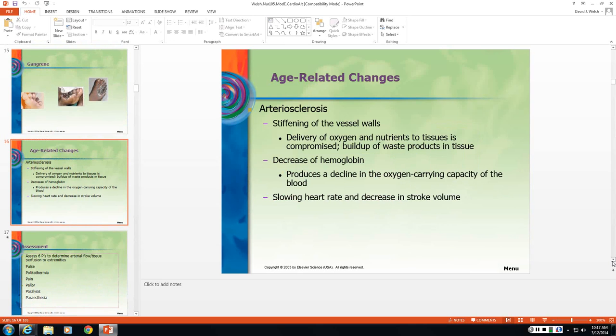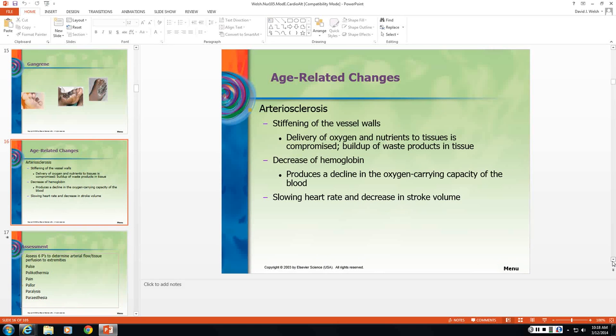Now, age-related changes, like we talked about: arterial sclerosis is stiffening of the vessel walls. This is caused by age. This affects the delivery of oxygen and nutrients to the tissues that are compromised, and you end up with a buildup of waste in that tissue. And so that starts with damaging the tissue and killing the tissue. You're also going to have a decrease of hemoglobin, and this produces a decline in the oxygen carrying capacity of the blood. Slowing heart rate and decreased stroke volume also play a factor.